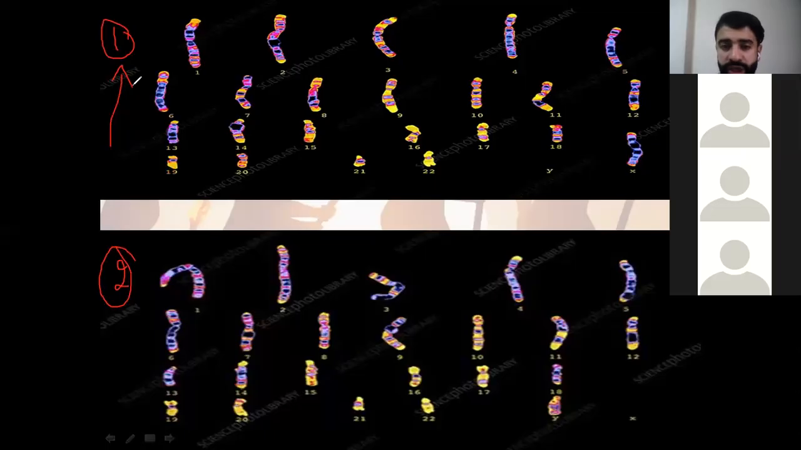Haploid. Why? Justify your answer. Because we have only one copy of each chromosome, so you can answer in English, yeah. So because we have one copy of each chromosome.